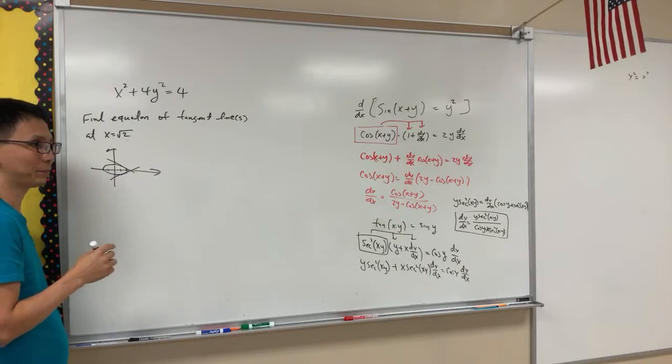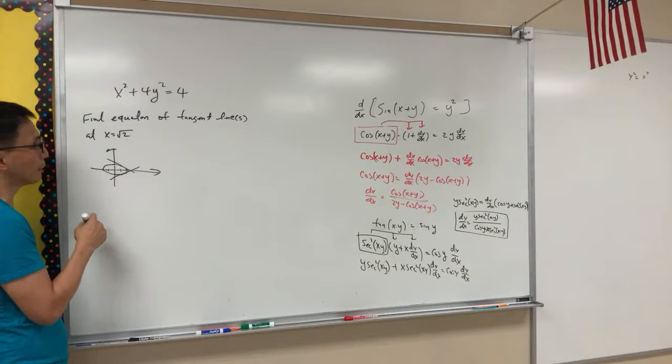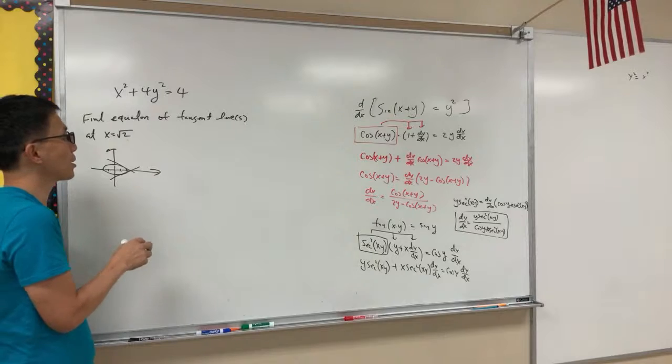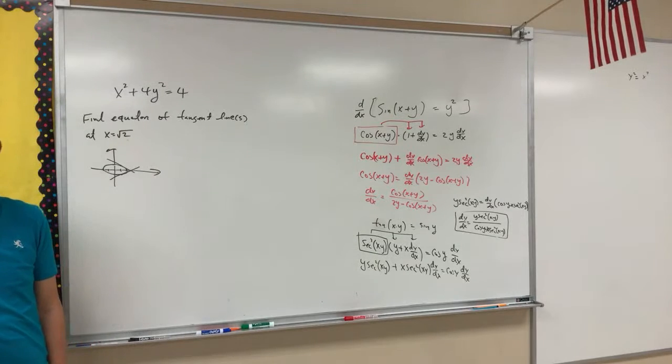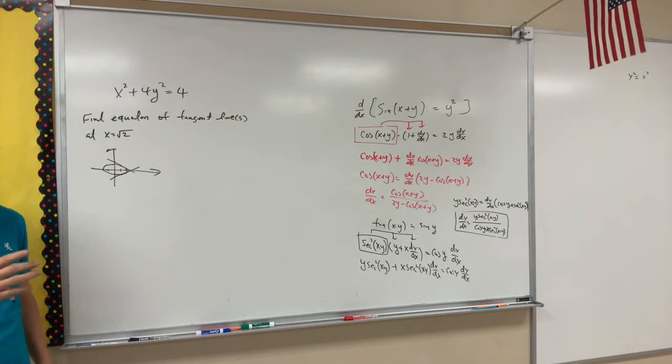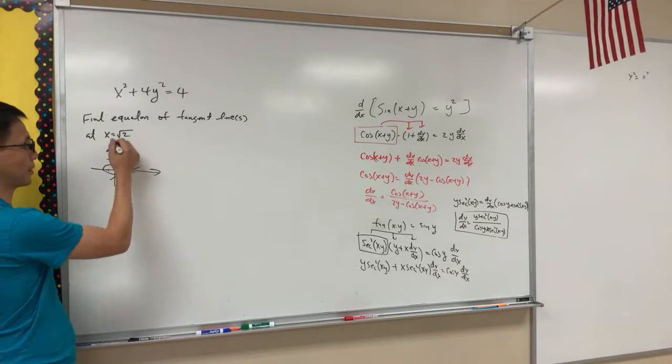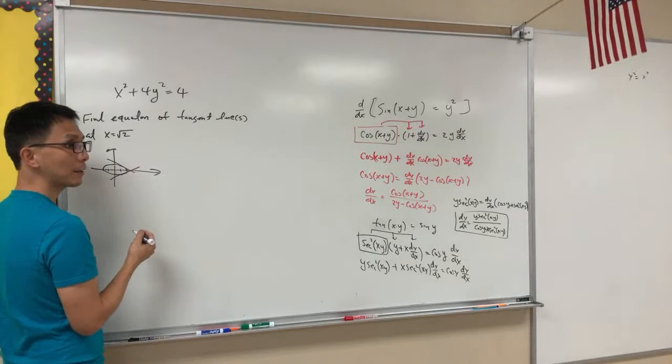But if you can find one equation of a tangent line, that's good. If you can find both, that'd be awesome. I can draw it like this, and they will intersect on top, on the y-axis.